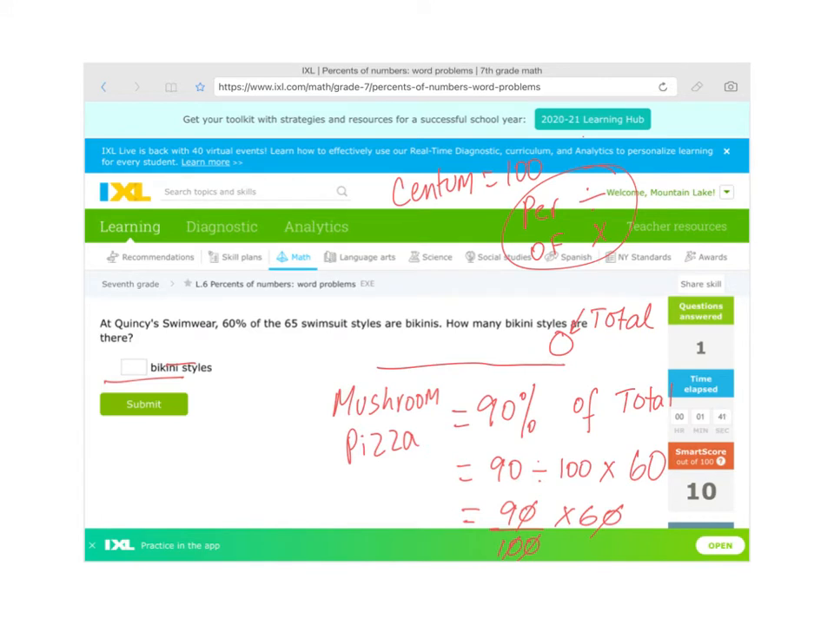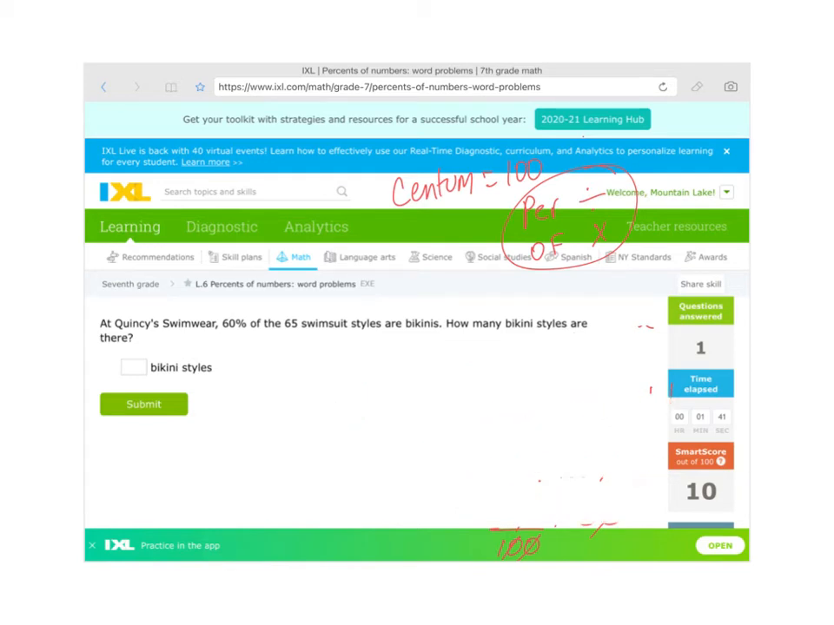Okay, let's try this one. At Quincy's swimwear, 60% of the 65 swimsuit styles are bikinis. How many bikinis are there? So again, same thing. What are we doing here? 60% of 65. So 60 divided by 100 times 65. And you can solve the answer and you'll get through with it. Okay, let's try the next one, L7.